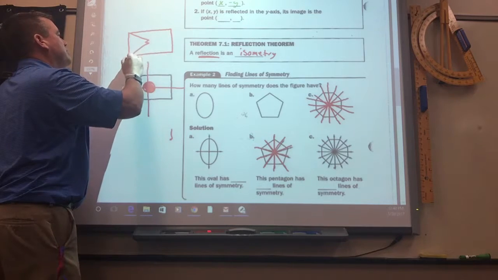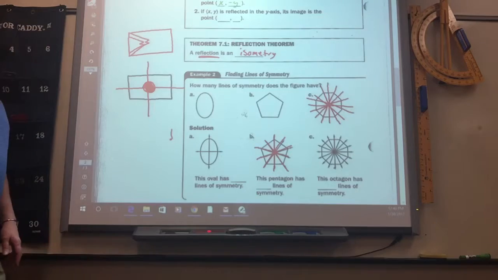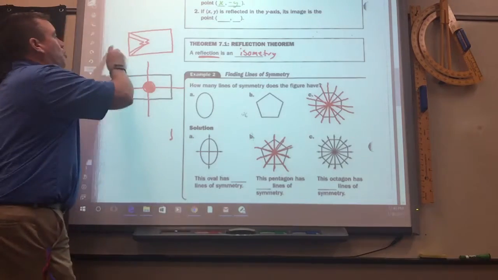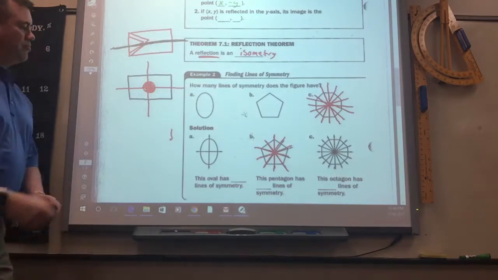If it were a flag like this, I forget which flag this is, but it's something like that. How many lines of symmetry would that have? Just 1. Right through there. Okay? Alaska.